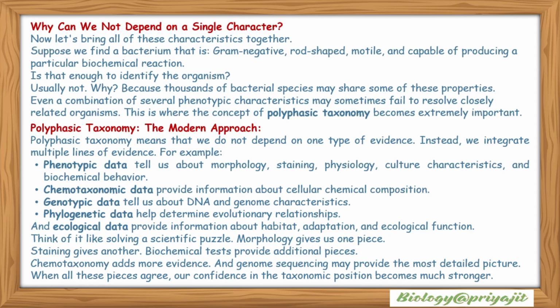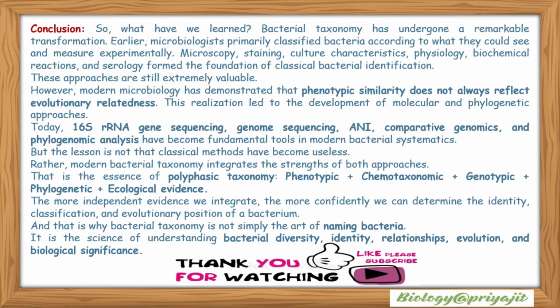This is where the concept of polyphasic taxonomy becomes extremely important. So polyphasic taxonomy means that we do not depend on one type of evidence; instead we integrate multiple lines of evidence such as phenotypic data, chemotaxonomic data, genotypic data, phylogenetic data and ecological data. Genome sequencing may provide the detailed picture. When all these pictures agree, our confidence in the taxonomic position becomes much stronger.